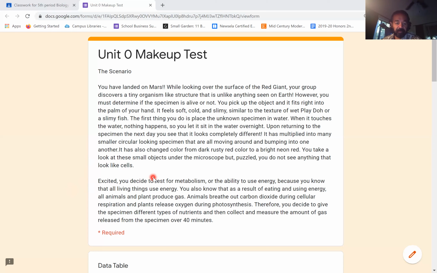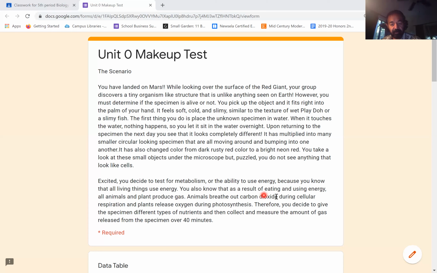So here is a bunch of your answers for the claim, evidence, reasoning. Okay, so you test for metabolism. Metabolism is the ability to take in energy, in the form of food, and use it, right? Or the ability to use energy, because you know that all living things use energy.